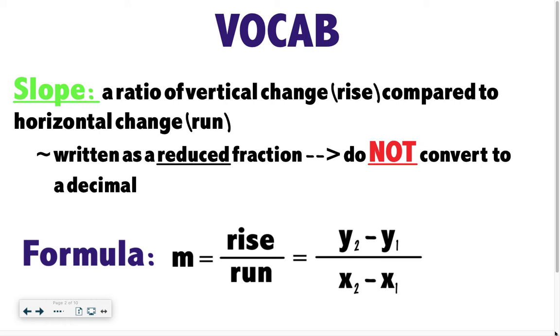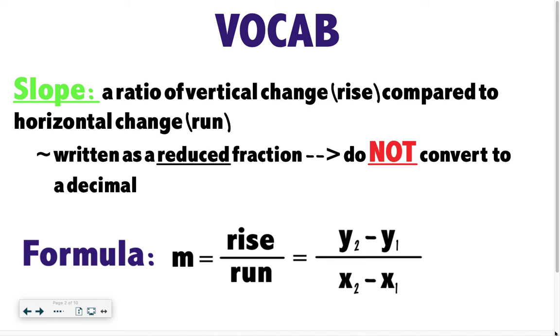Slope might be a word that you've never heard of before, or you might have heard of it outside of the classroom in a non-math classroom setting. So slope is a ratio of vertical change, so how high something goes up. Remember, vertical is up and down, compared to horizontal change, so how far something goes left to right.